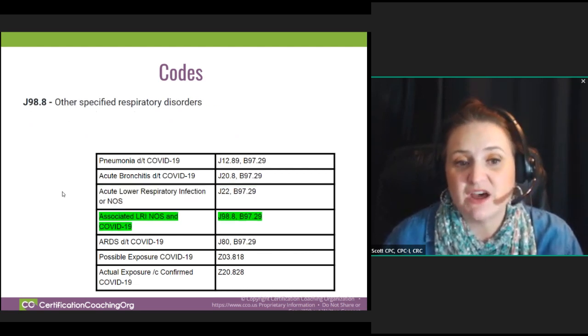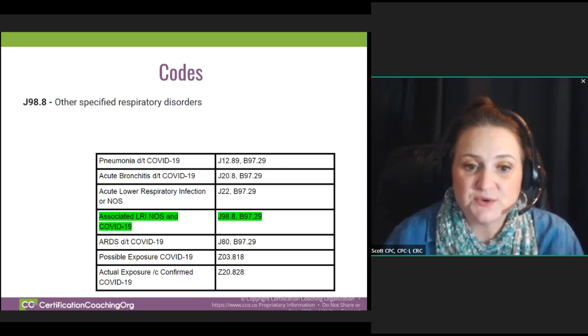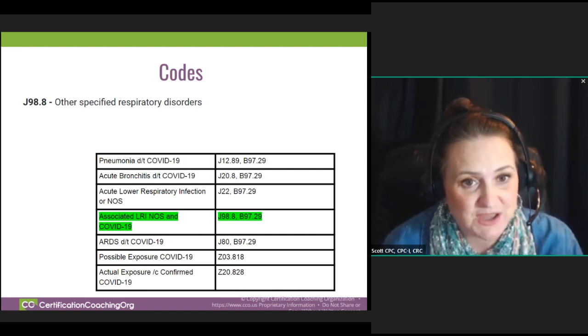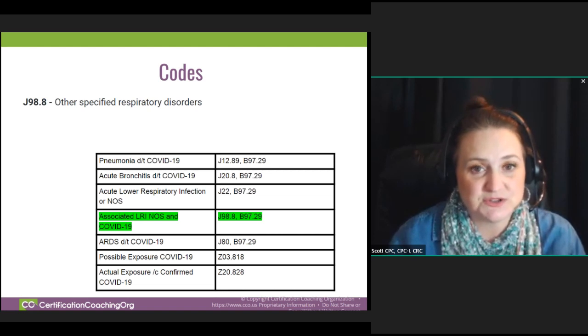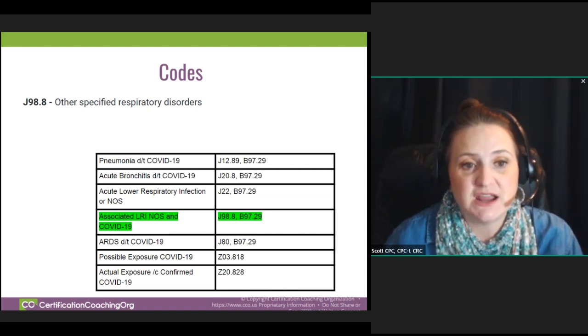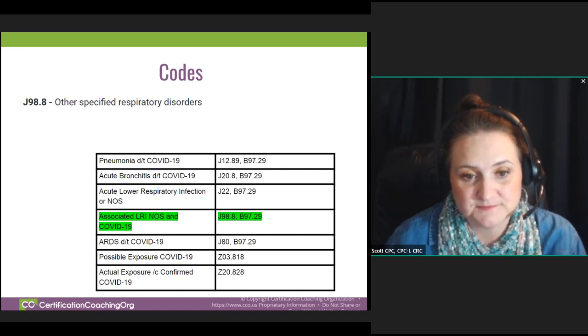Now, we could also have other specified respiratory disorders. So again, the example they gave would be a lower respiratory infection, but it's not acute. Okay, so it's other respiratory disorders, meaning we don't have a code for it. J98.8, and then we would do our COVID-19 code.